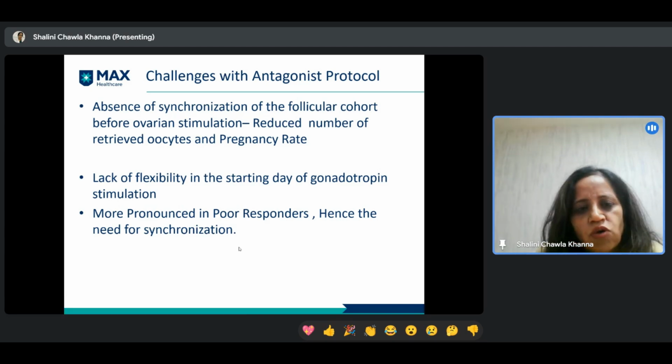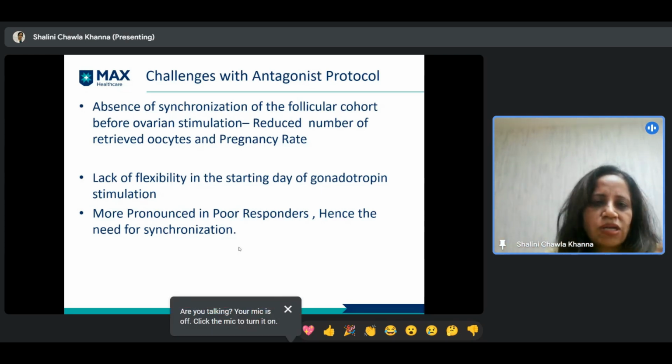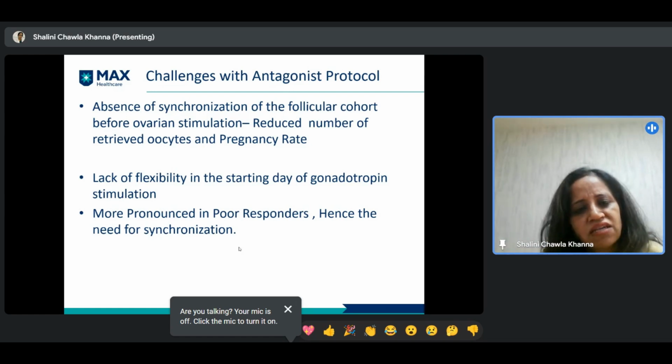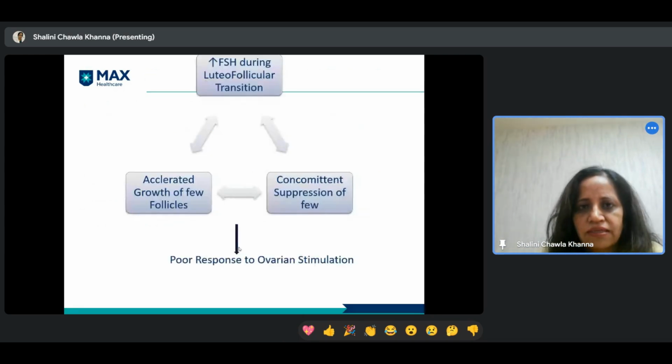I guess most of the specialists present here would agree with me that in poor responders, invariably we find the follicle size as maybe 11, 12 or 13 millimeter. One follicle would be sitting like this, or maybe another follicle also, and the rest of the follicles are smaller in size. So we aim to have a synchronous growth of follicles.